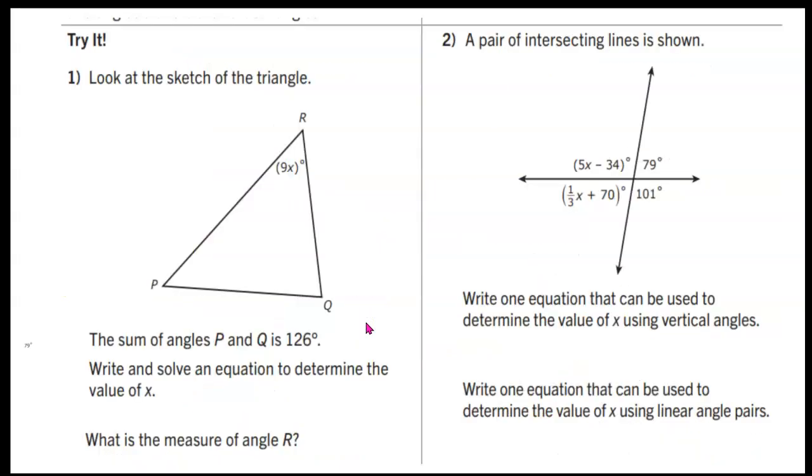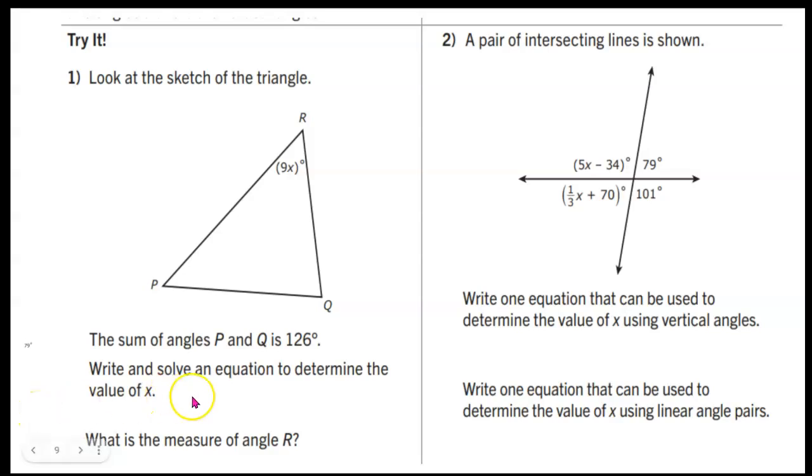All right, now let's go to the try it. Look at the sketch of the triangle. The sum of angles P and Q is 126. Write an equation to determine the value of x. Pause the video and try this on your own.